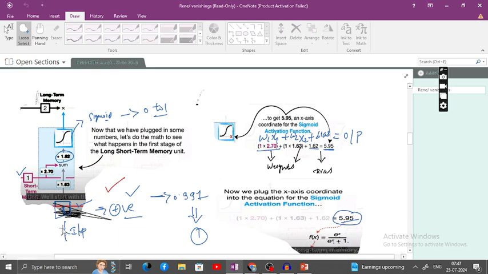So here, look at this. I am initializing. Now we have plugged in some numbers. Let's do the math to see what happens in the first stage. See, this is what is happening. The input I am taking as 1.